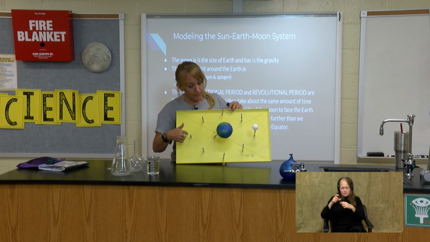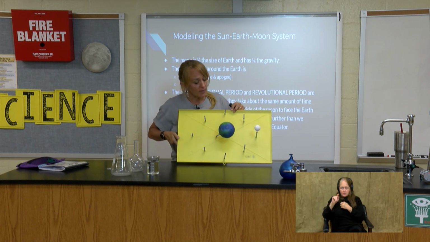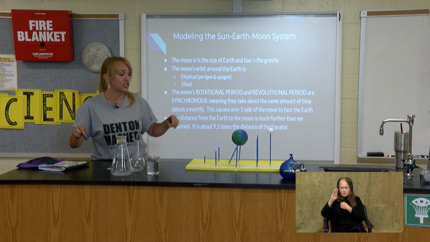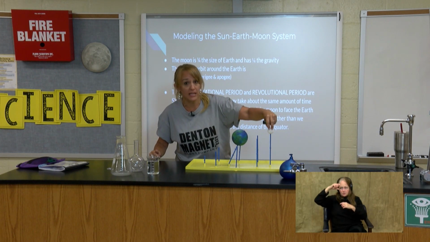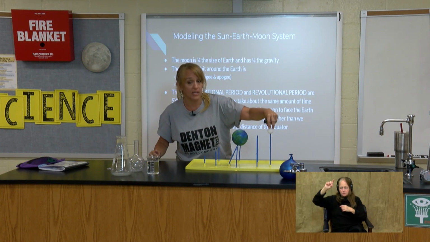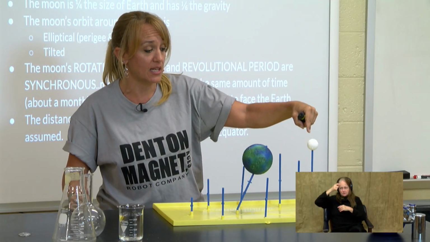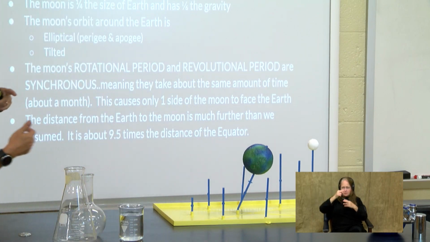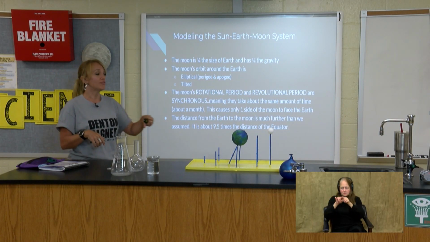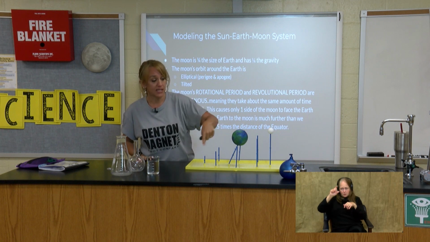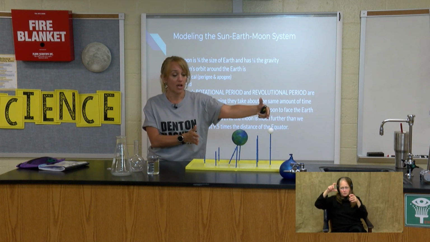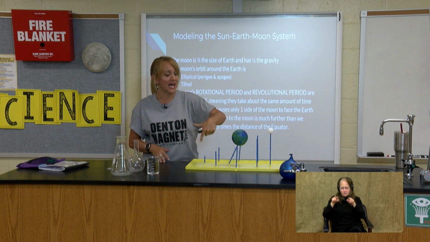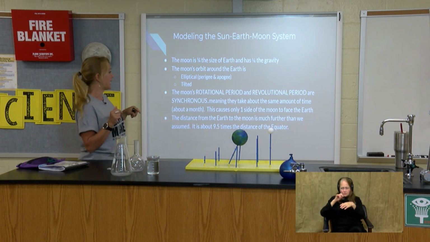So the moon's orbit is elliptical, and remember, rotation is just spinning, so the moon is spinning on its axis, but that spin takes about the same amount of time as its orbit. We call that synchronous. So the moon's orbit is tilted, it's oval-shaped or elliptical, and it takes about the same time as its rotation, about 28 days.